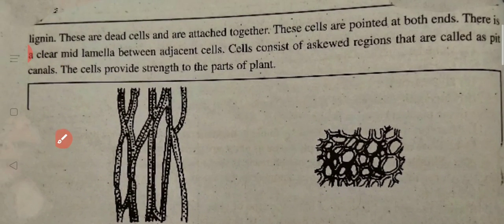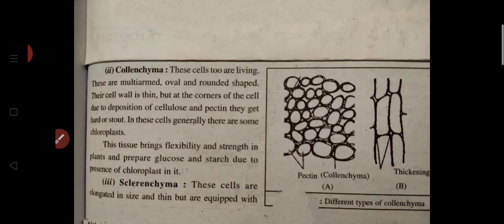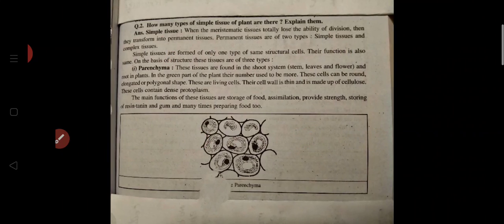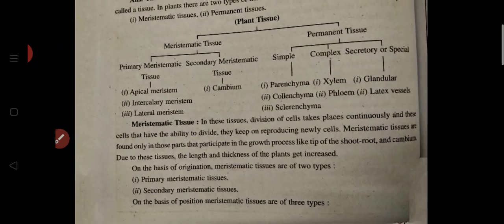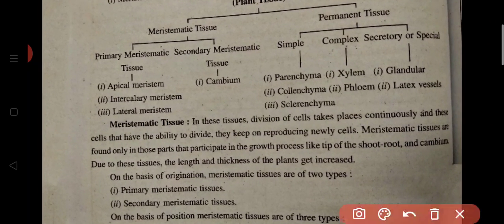And we will see from here, we have studied about the meristematic tissue and permanent tissue. In permanent tissue, today we studied about the simple permanent tissue, okay, up to Sclerenchyma.